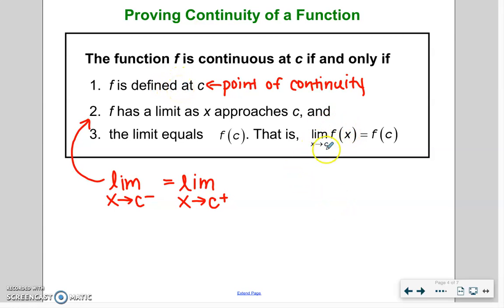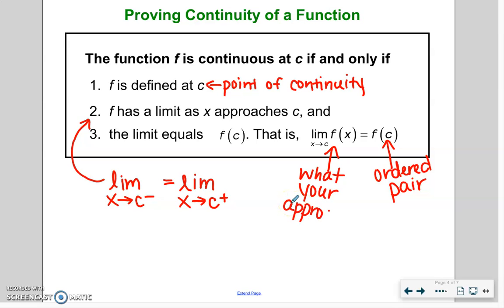So you're going to say that the limit as I'm approaching C is the same as f of C. So this would be like the ordered pair at that point. And then the limit is like what you're approaching. All of this is going to make a lot more sense when I show you a visual, hopefully.